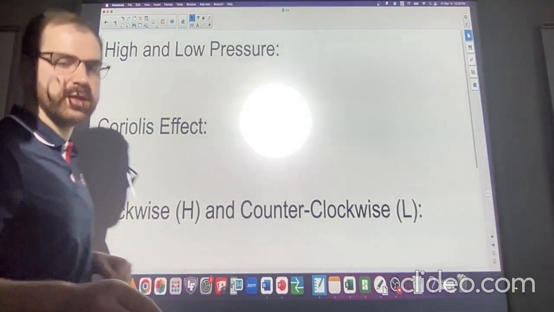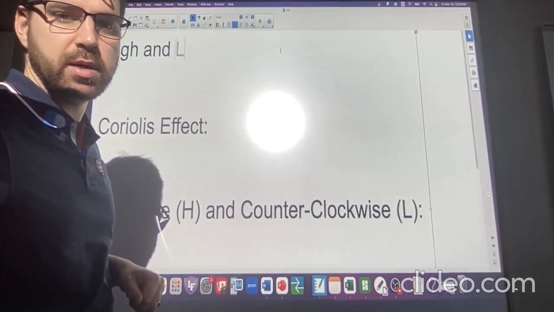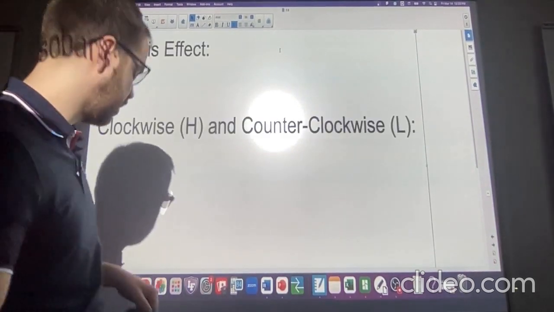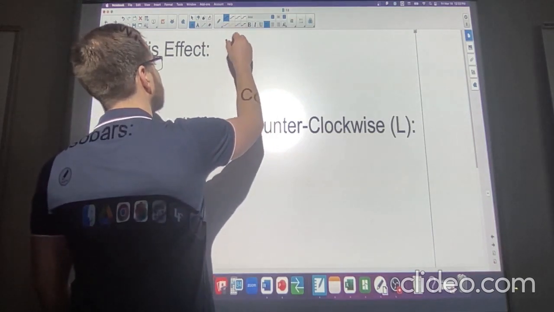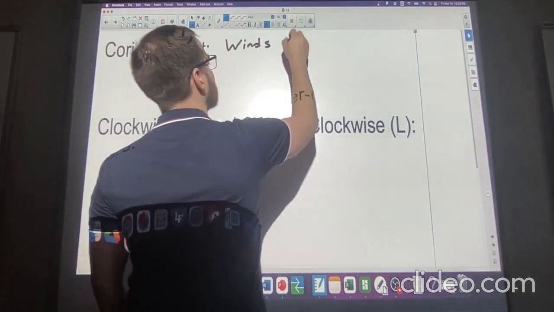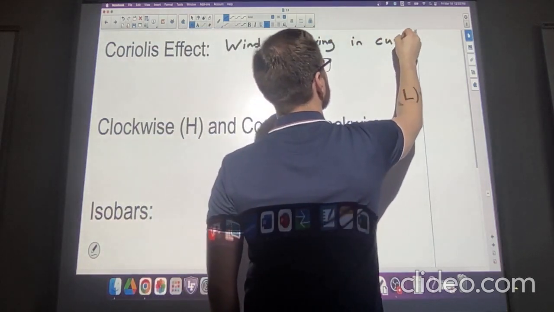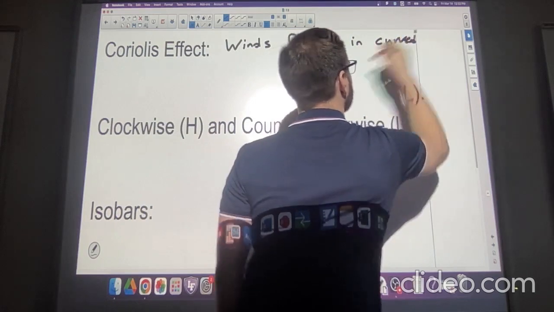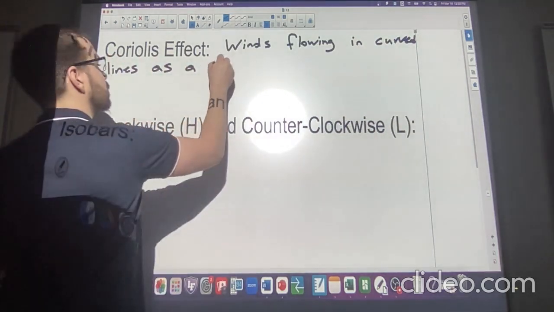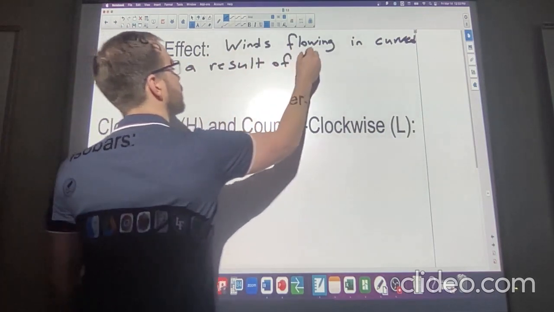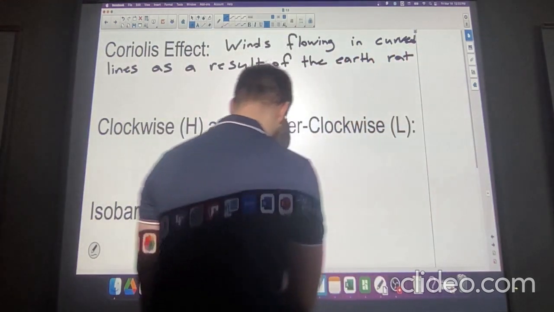Let's get rid of this. I don't need this high-low pressure. We already talked about that. Let's get rid of that. Okay, what is the Coriolis effect? Okay, so what's going to happen is the winds are going to be flowing in curved lines, as a result of the Earth rotating.